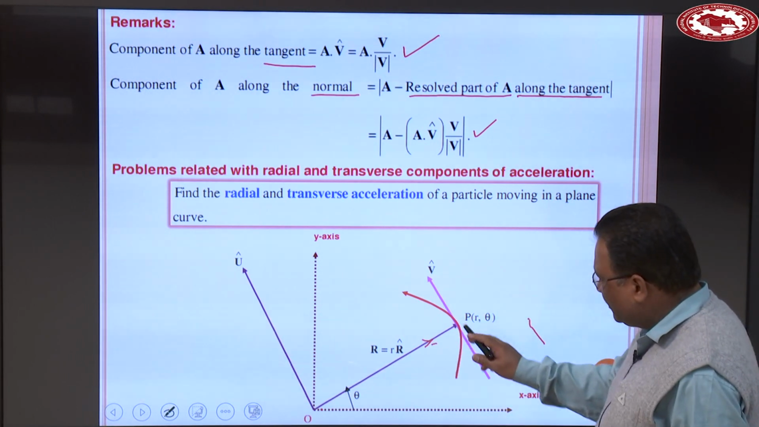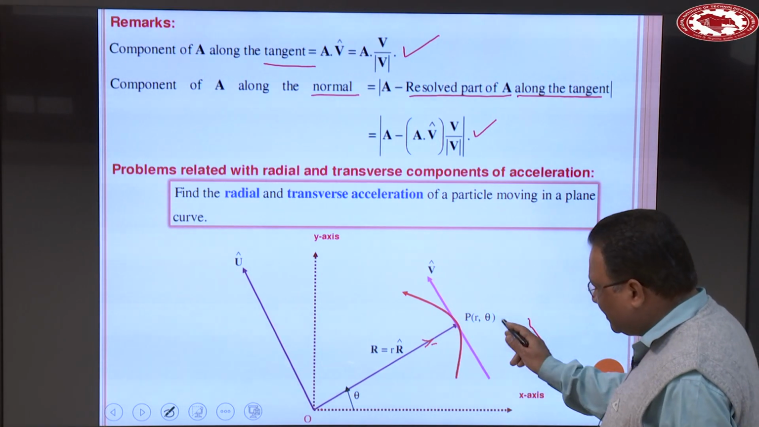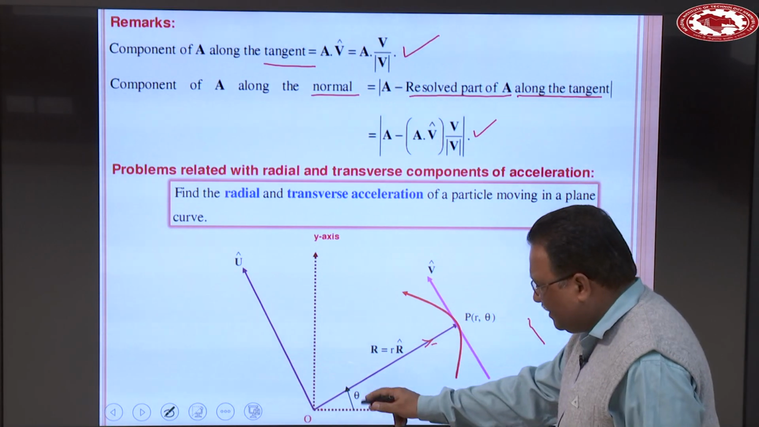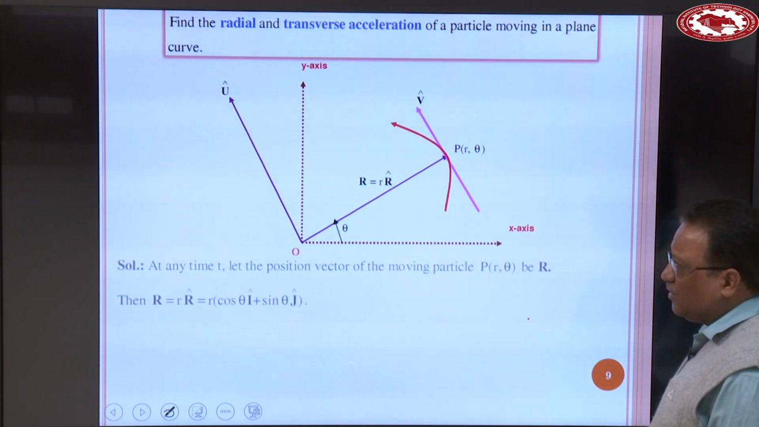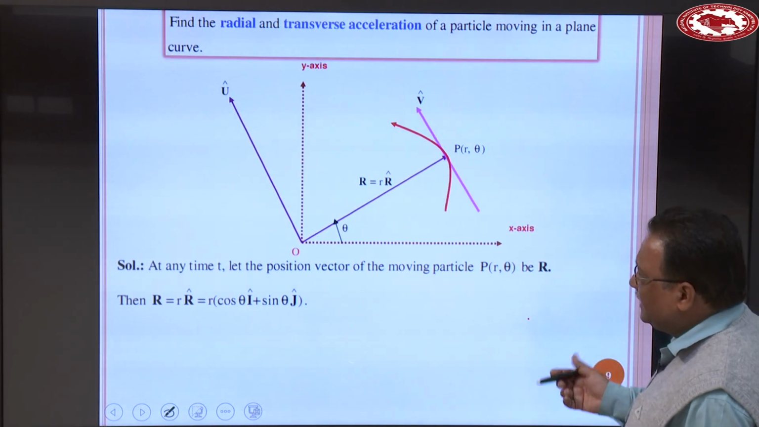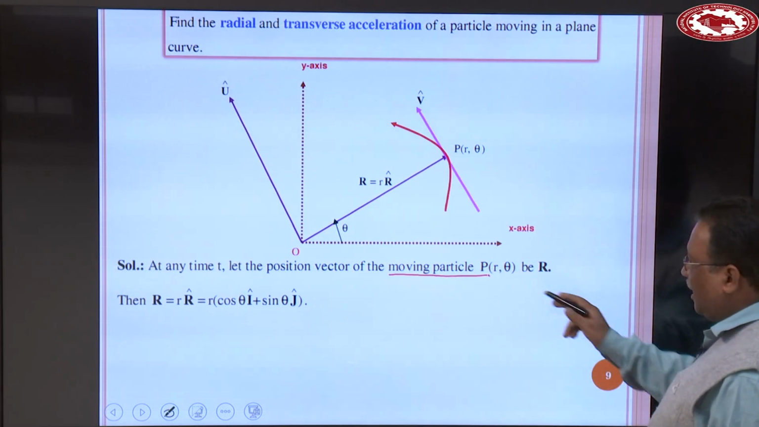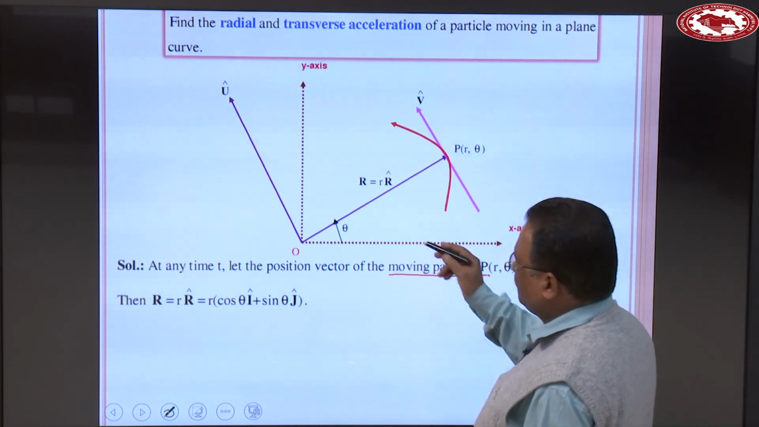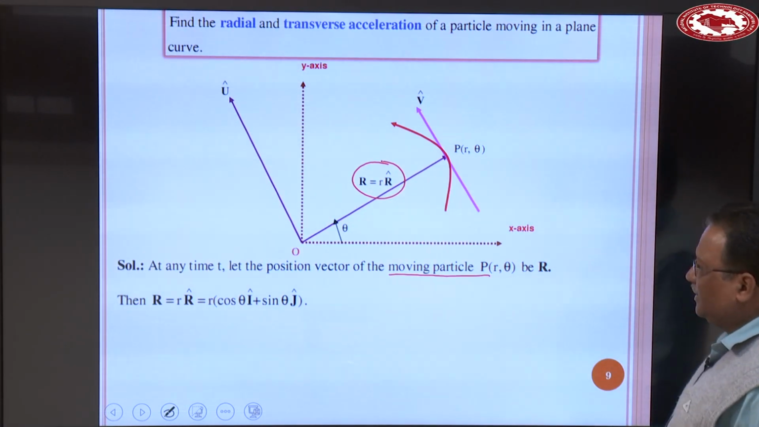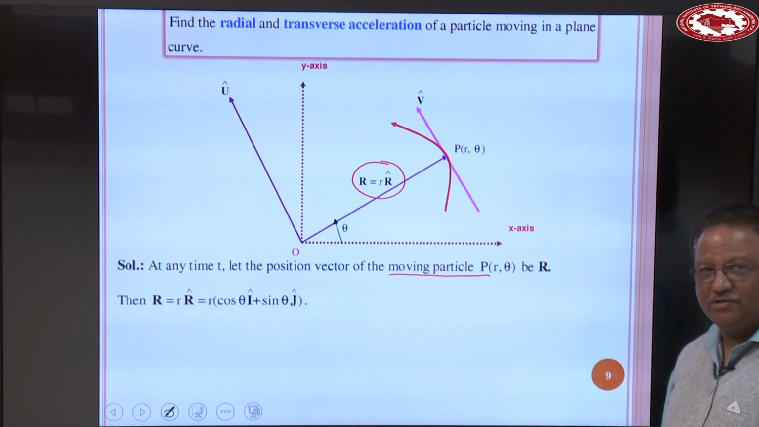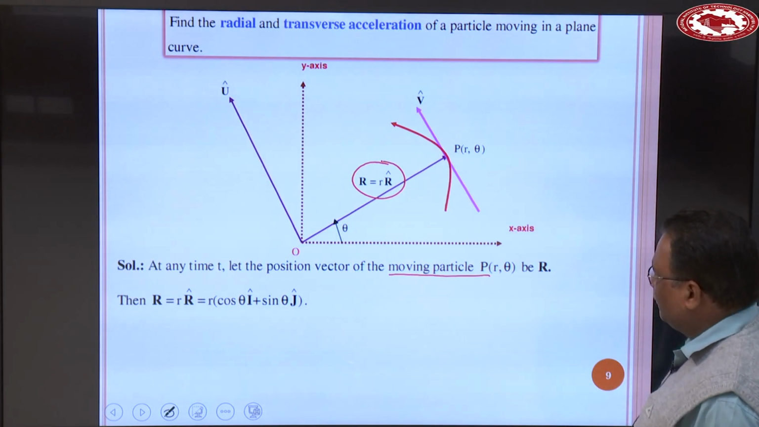So P is a point which moves along this curve. At this point the position vector is r theta, meaning the distance is r and theta is the angle with the x axis, and this one is v cap. At any time t, let the position vector of the moving particle P, whose coordinates are r and theta, be capital R. That is the position vector of this moving particle.